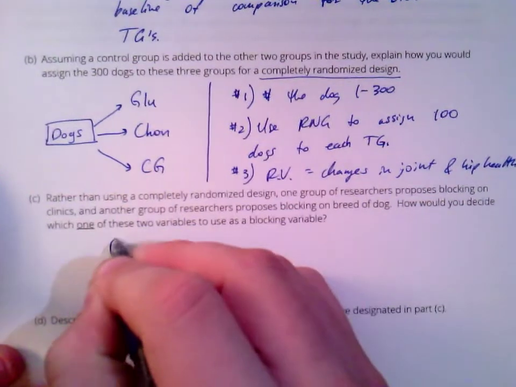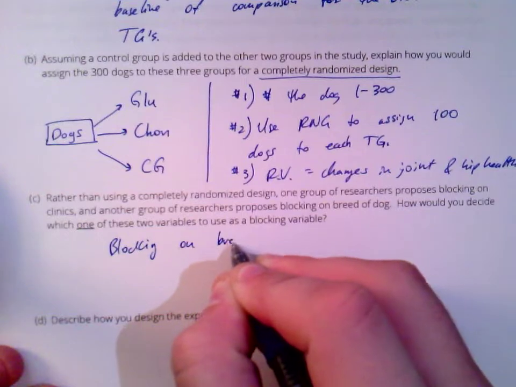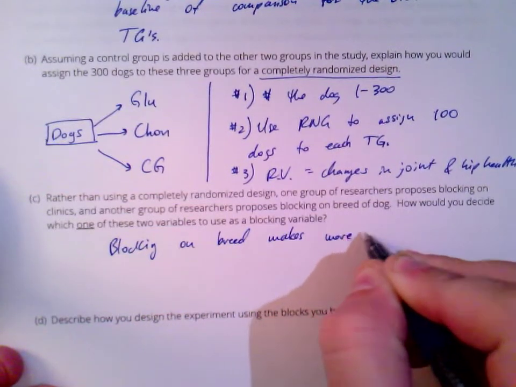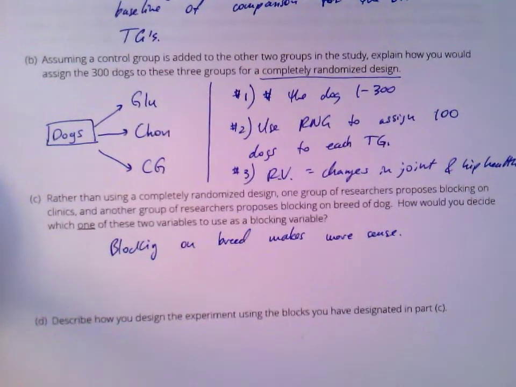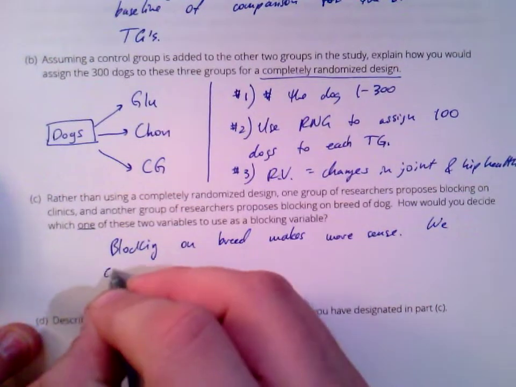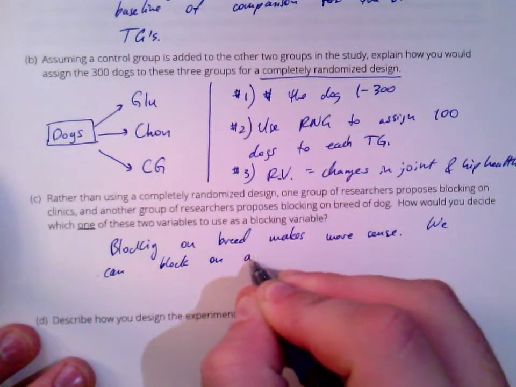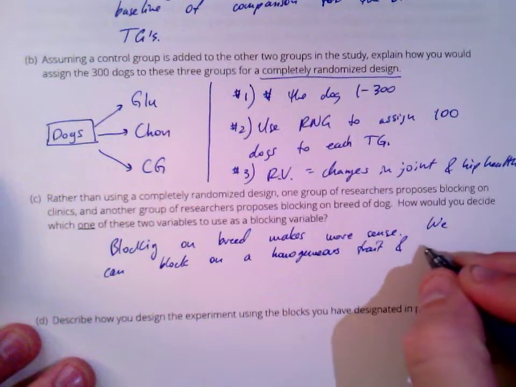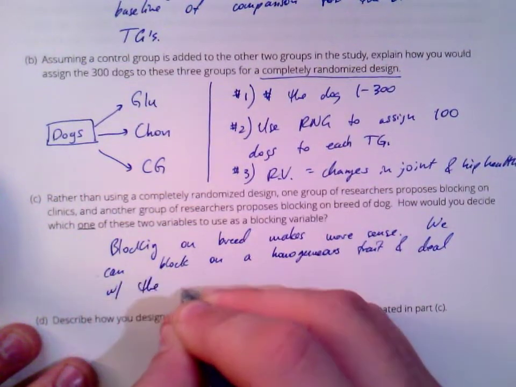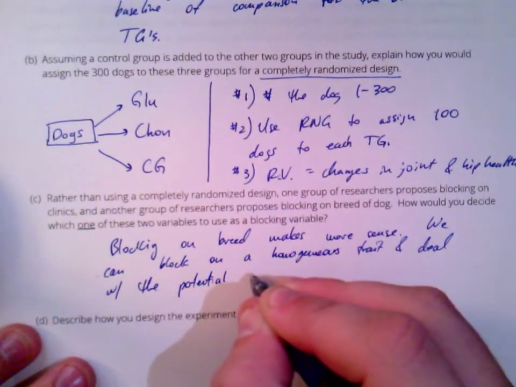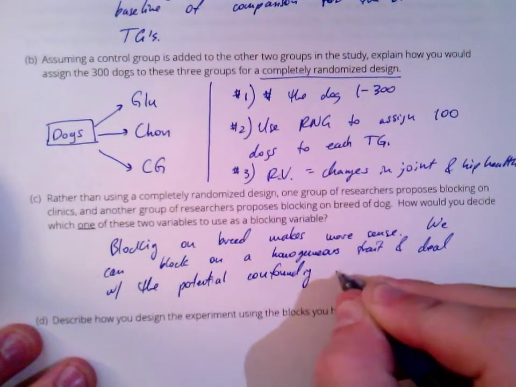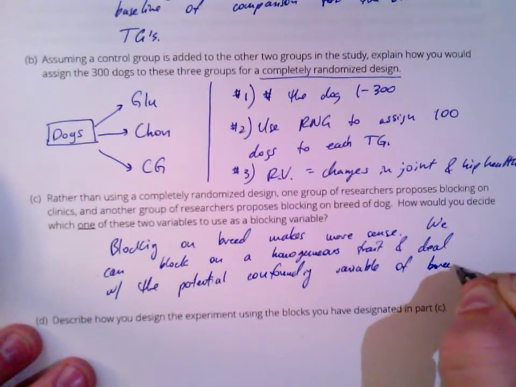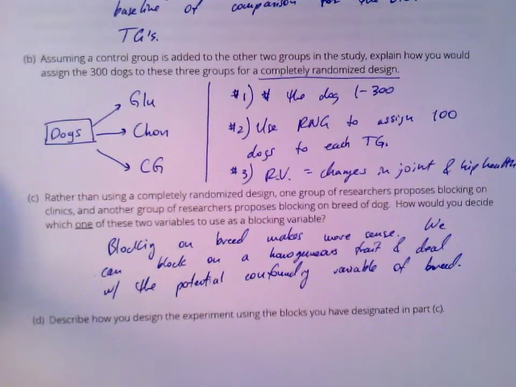So blocking on breed makes more sense for what I just talked about. We can block on a homogeneous trait and deal with the potential confounding variable of breed. If I block based on clinics, I might get to the point in my study where I say, well, there's not really that much of a difference, and it's because there were various breeds at each of the clinics, and it messes up my experiment.